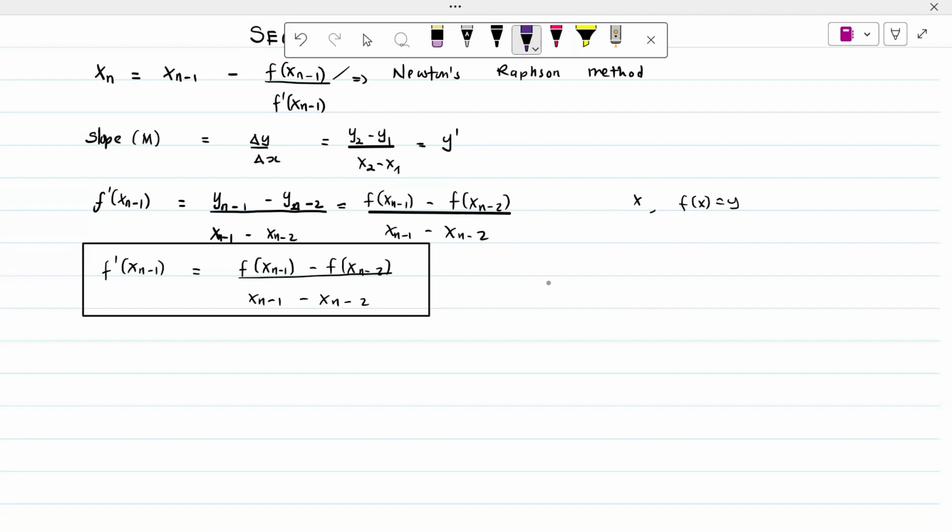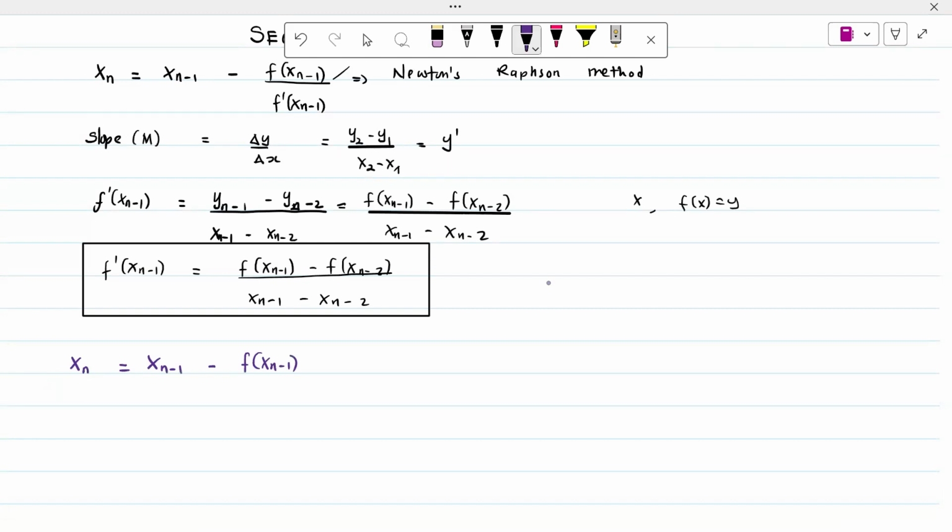So the Newton-Raphson method formula now becomes xn is equal to xn minus 1 minus, okay, so this f of xn minus 1 is still there, but what we are going to substitute now is a derivative, right?